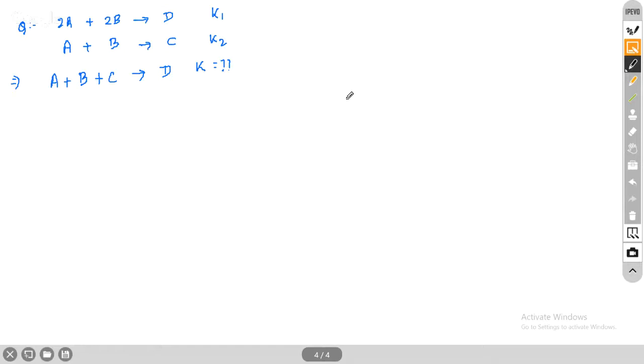K1 by K2. How many of you are getting K1 by K2? Pratik is getting K1 by K2. Vishisht, Ritvik, Kushal. Okay, everyone is getting K1 by K2. So basically, when we subtract these two, 2A minus A becomes A, 2B minus B becomes B, and this side becomes D minus C, and that C I have written this side. So the relation here will be K1 by K2.